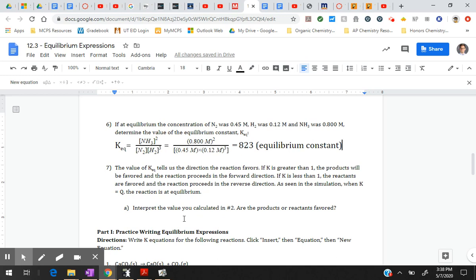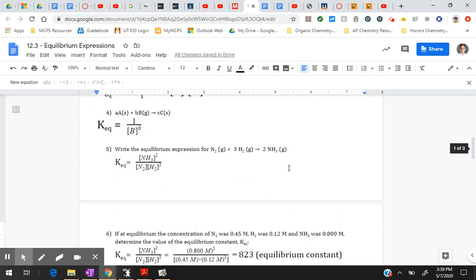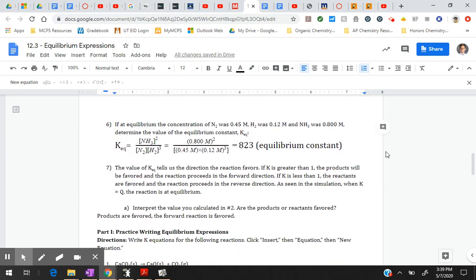So it says, let's interpret the value that we calculated. The value 823 is very, very large and much greater than 1. Therefore, products are favored. The forward reaction is favored. That means this reaction goes far to the right, and we produce a lot of NH3, and we have very little N2 and H2 left at equilibrium.